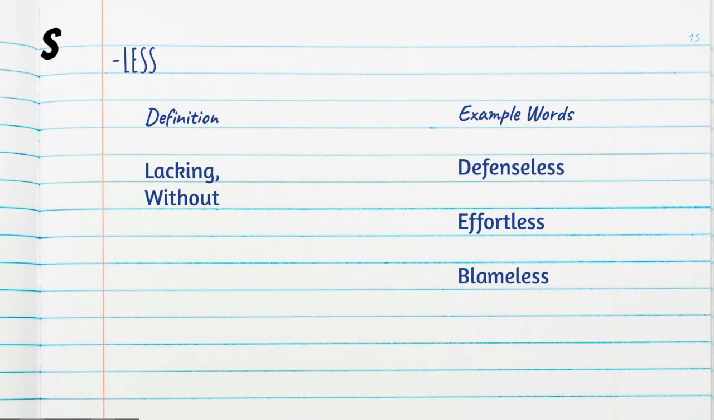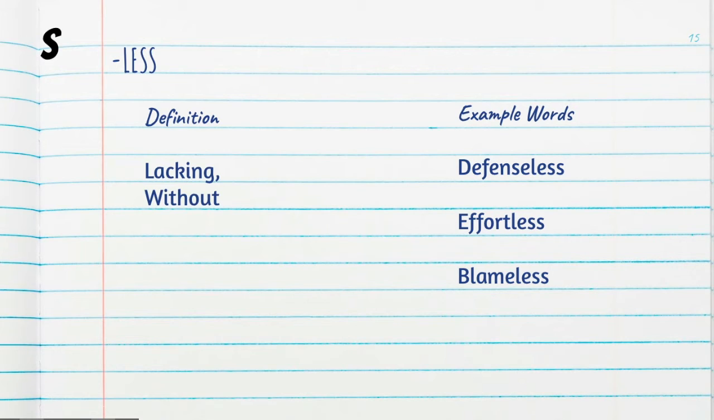And then our last one for this week is less, and this means lacking or without. So if you have, for example, defenseless, okay, so that's without defense. Effortless would be without effort. Blameless, without blame.